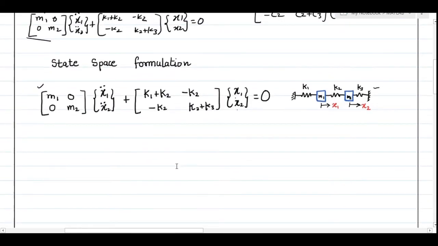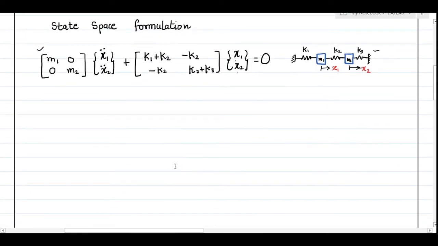So this is our equation of motion for the undamped system. As we have already seen in our previous lecture, when we apply the state space formulation, what do we do exactly? If you see this equation, it is a second order ordinary differential equation. When we apply the state space formulation, the equation becomes one order lower. That means we will have first order ordinary differential equations, but instead of one equation, we will have two equations.